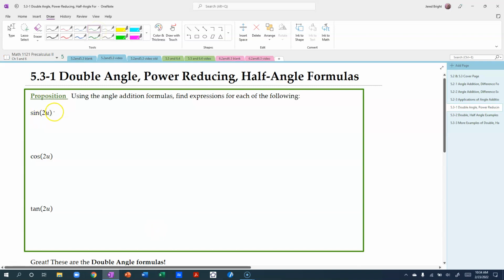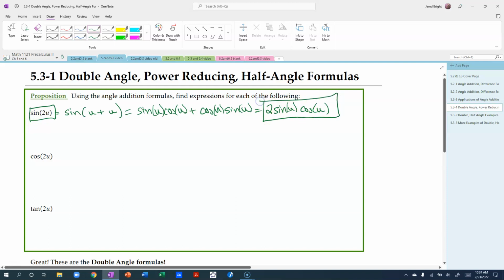So for example, with sine, you can represent this as sine of u plus u. These are each angles. And then via angle addition, we can say that this is sine of u cosine of u plus cosine of u sine of u. And these are actually the same thing. We have the same term repeated, and so this would simplify to 2 sine u cosine u. I'll maybe just add parentheses around the angles to make it clear. But at the end of the day, we have sine 2u is equal to 2 sine u cosine u.